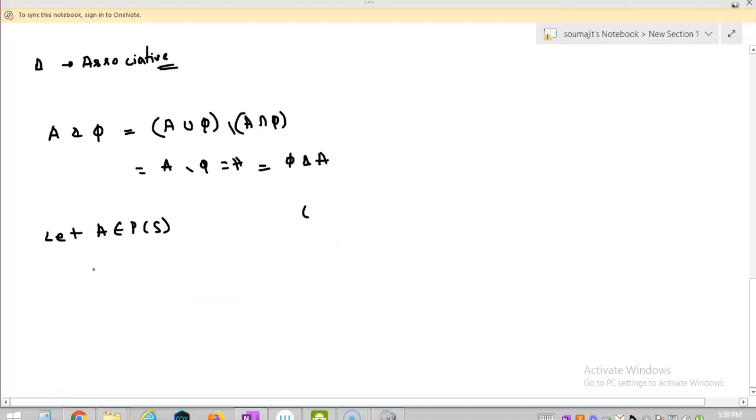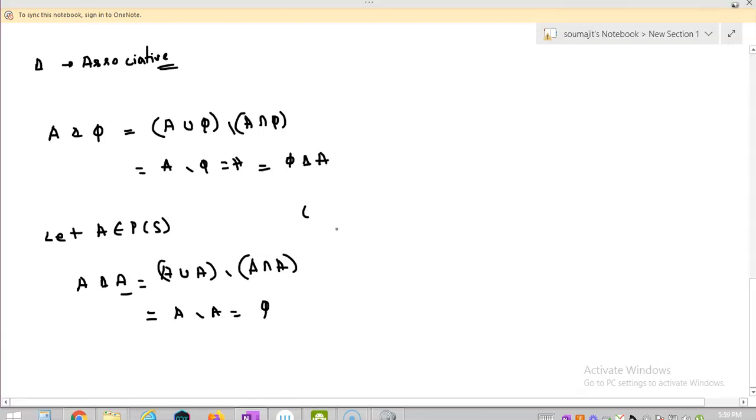First of all, let us check what is the symmetric difference between A and A. This is nothing but (A union A) minus (A intersection A). What is A union A? A union A is nothing but A. A intersection A is again nothing but A. So this is A minus A, and A minus A is equal to phi. Hence I can say that A is its own inverse. So each element of the power set of S is its own inverse. So each element has an inverse.